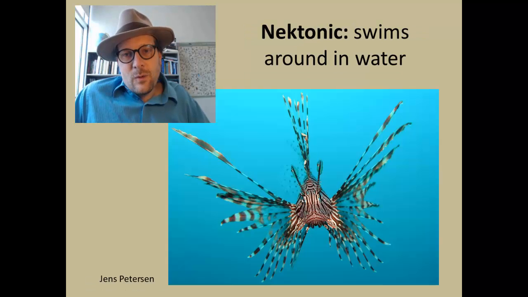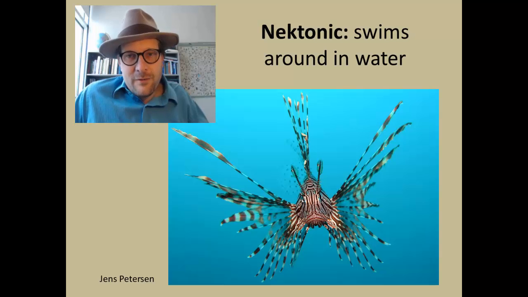Nektonic describes organisms that can swim, that can actively propel themselves around in the water. Here's a lionfish, and fish are a great example, as well as dolphins and whales, and any organism that actively swims in the water column. We refer to those as nektonic.